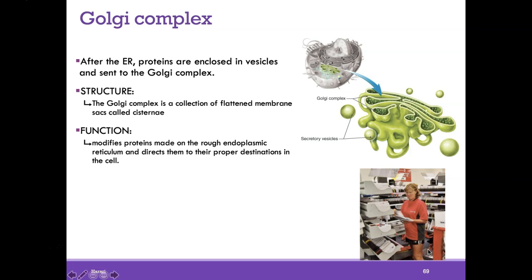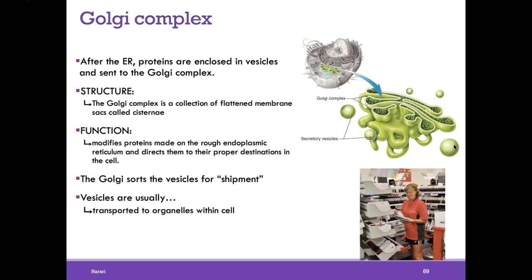So the Golgi is like a post person who looks at the different zip codes of mail and sorts them to where they belong. That's what the Golgi is doing. It's looking at all these vesicles, all these envelopes of materials, and depending on different chemical signals on the vesicles, the Golgi will direct them to their proper destination. Right? So it sorts the vesicles for shipment. Those vesicles could be sent to different organelles. They can be exported from the cell by exocytosis, or they could be sent to the lysosome.